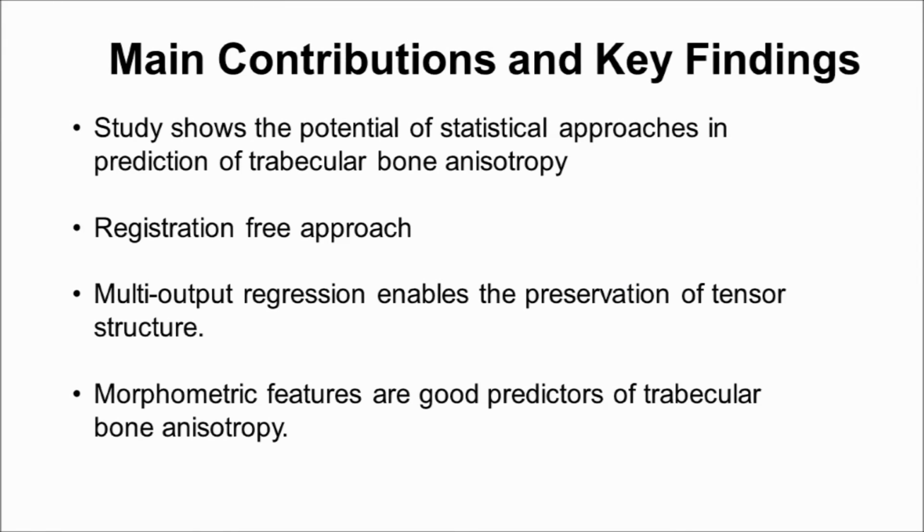Our study shows the potential of statistical approaches in the prediction of trabecular bone anisotropy. The approach is registration-free and computationally less expensive. The tensor structure is preserved by the use of multi-output regression. Our results show that computed morphometric features are good predictors of trabecular bone anisotropy.